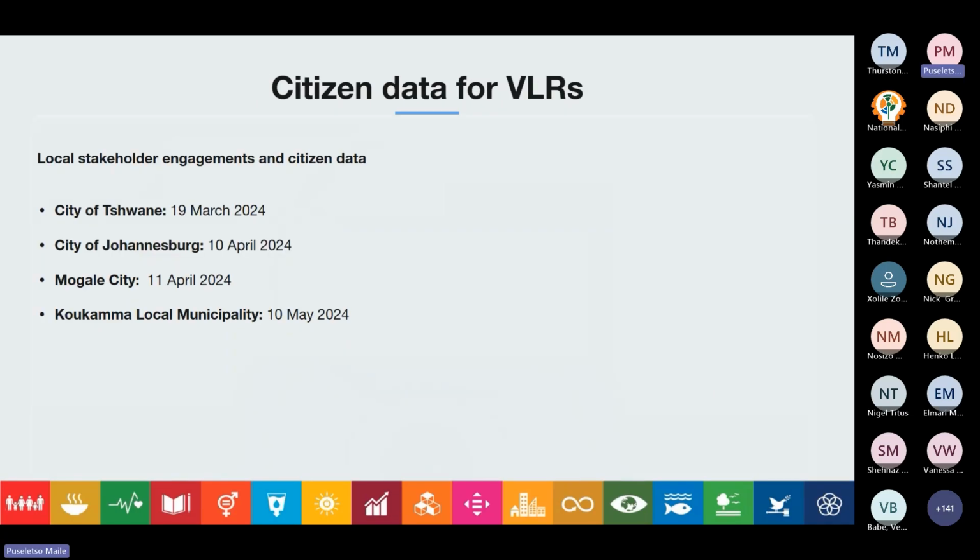We also held stakeholder engagements with different municipalities where we assisted with the facilitation and bringing civil society into the room to incorporate their inputs into the reports that were being developed by different cities. We had a stakeholder engagement with City of Tshwane on the 19th of March, City of Johannesburg on the 10th of April, then Mogale City on the 11th of April. We also had a stakeholder engagement at local level where we incorporated citizen data into Kugama's report on the 10th of May.